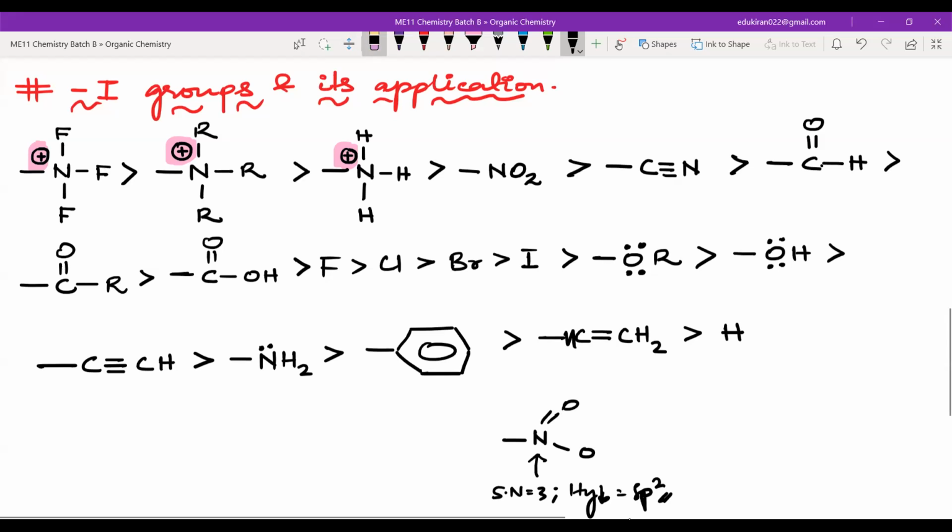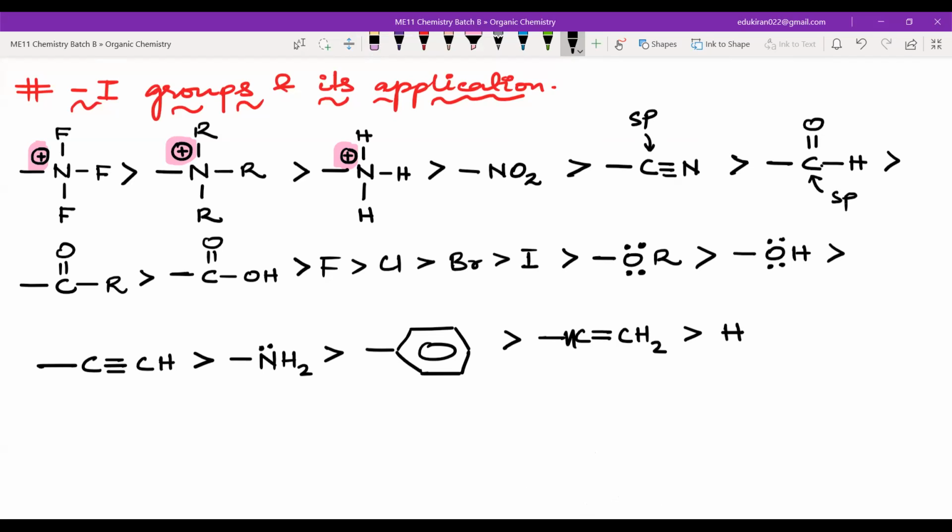So next thing is that the electronegativity is also going to affect. Now here we have CN. Now CN is very much electronegative. Why? Because of its sp hybridization, and furthermore it is attached to a nitrogen atom which is more electronegative. So the overall effect is that it is going to be very minus I. It is going to be an electron withdrawing group. Now this carbon atom has the hybridization sp, and further it is attached to an oxygen atom. That is why it is going to be more electronegative.